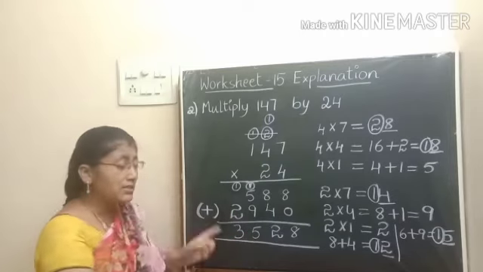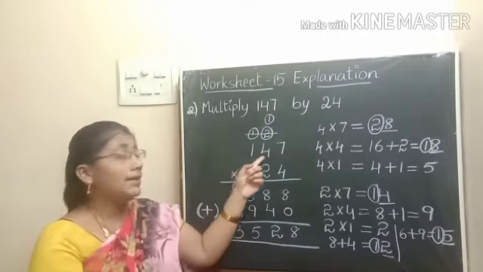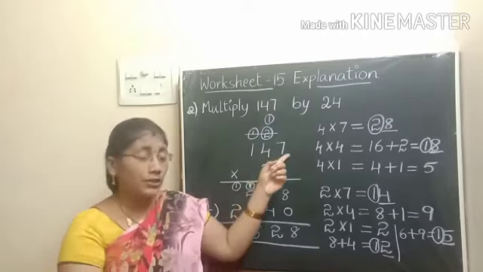3528. This is the product of 147 and 24. Is it clear, children? Now we are going to the topic multiplication by 3-digit number. Here I am taking, multiply 224 by 120.